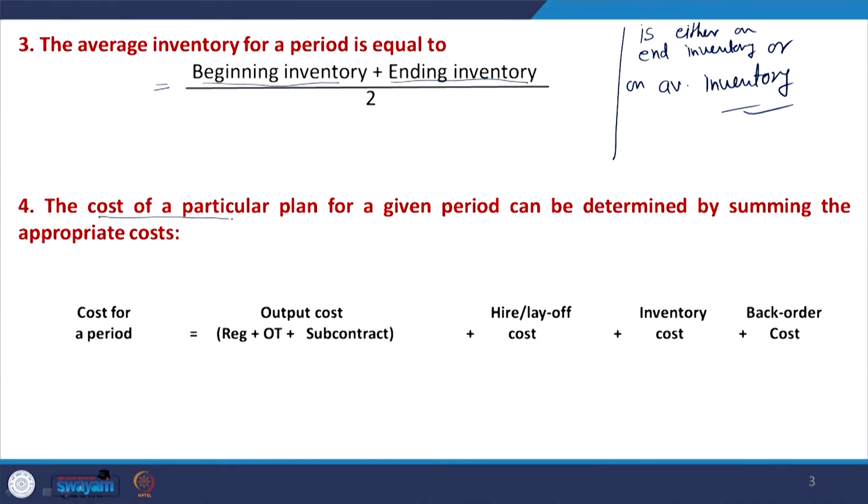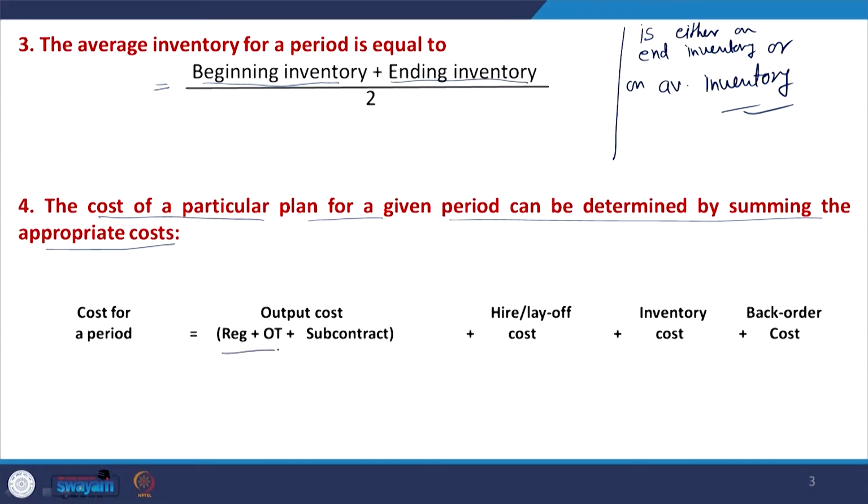Now, the fourth type of cost parameter associated with a particular plan for a given period can be determined by summing the appropriate costs. Finally, the overall cost of a particular plan: we have used this much overtime, we have used this much subcontracting, we hired this many workers from period 1 to period 8, we laid off this many workers during this period. So, that is the sum total of all types of cost for a particular plan.